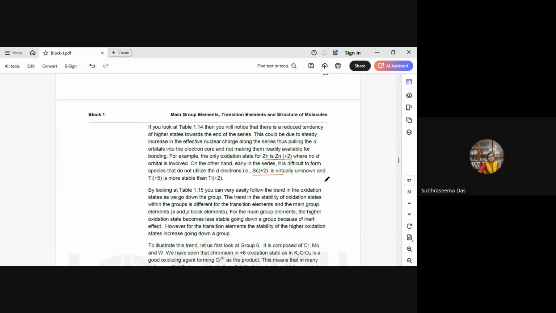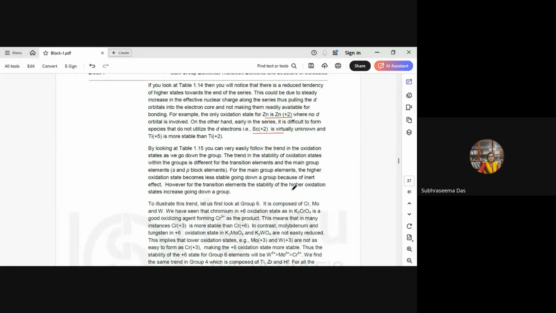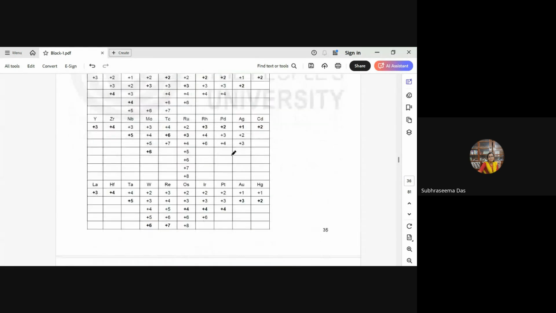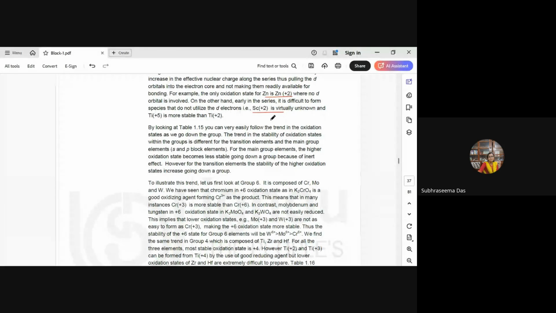So by looking at the number of d electrons, we can say that because of the variation in the d electrons across the 3d series, the transition elements show variable oxidation states. Now, in table 1.15 we can see the trend in the oxidation states as we go down the group. The trend in the stability of the oxidation states is different for the transition elements and the main group elements.